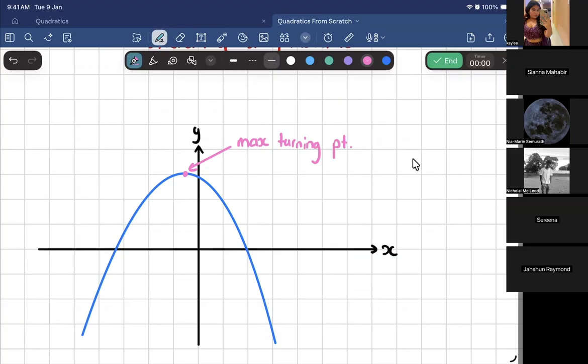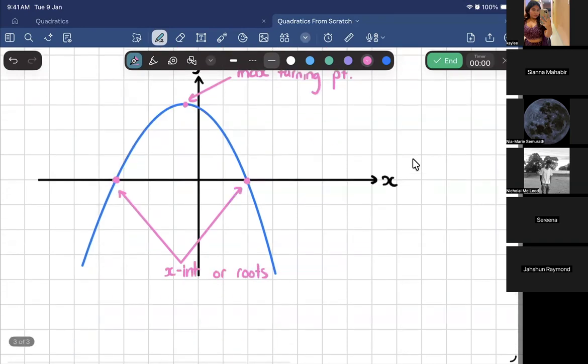Now, we also need to pay attention to where the graph cuts the what axis? The x-axis. And you would call these the x-intercepts or the what? Root. So the x-intercept or the roots, they mean the same thing. Could anybody remind me what the y value is equal to at the x-intercept? 0. At the x-intercept, the y value is 0.